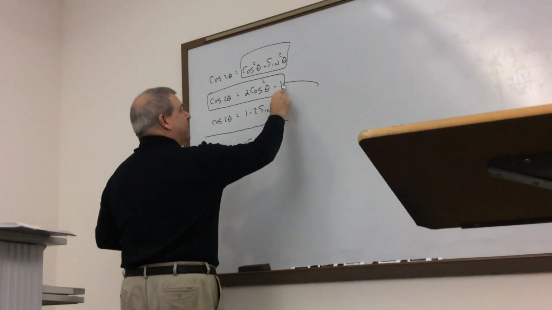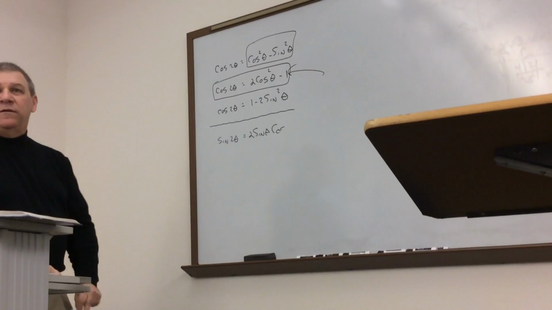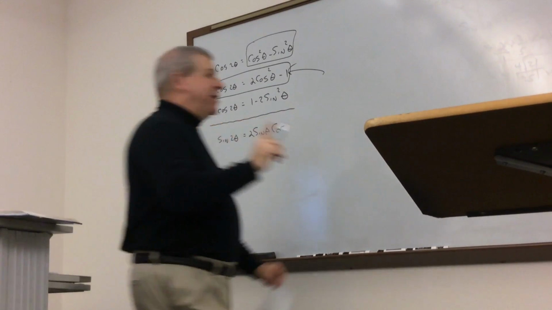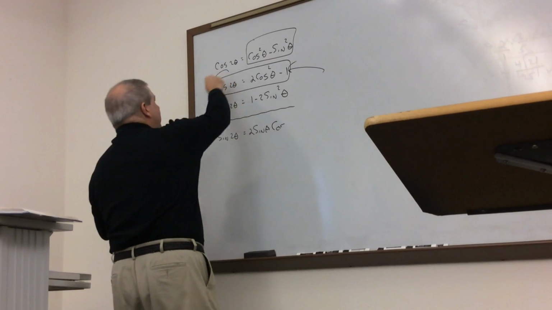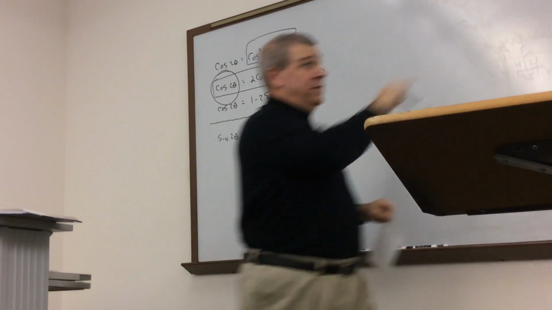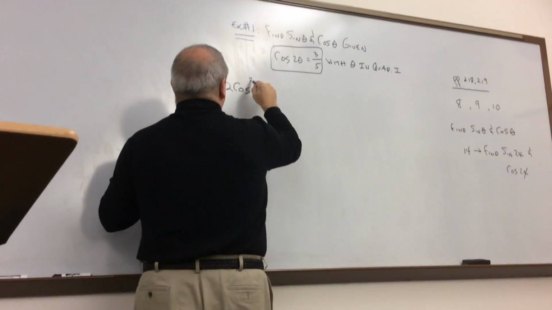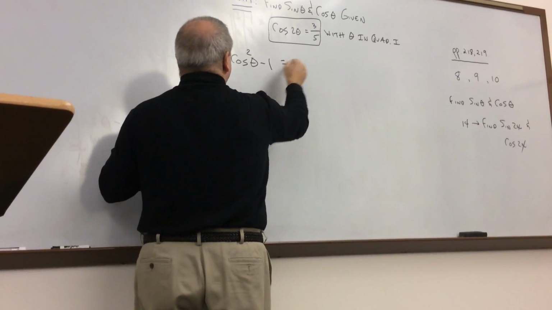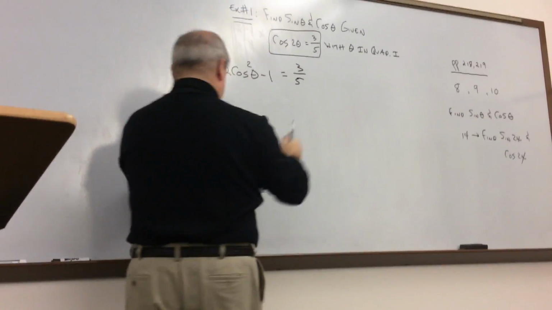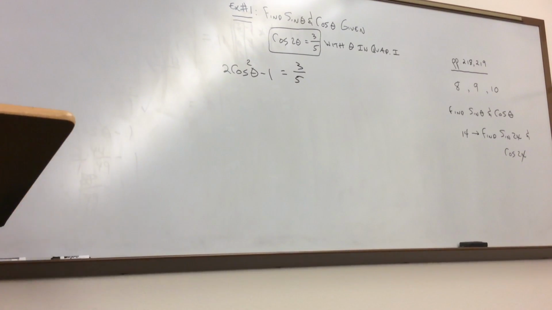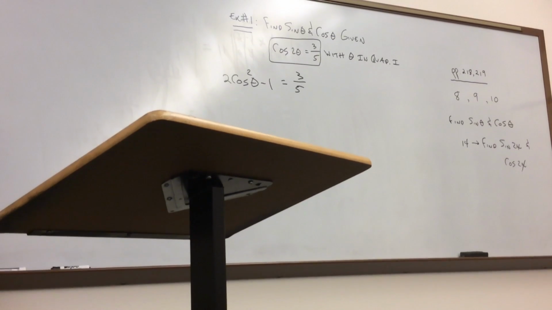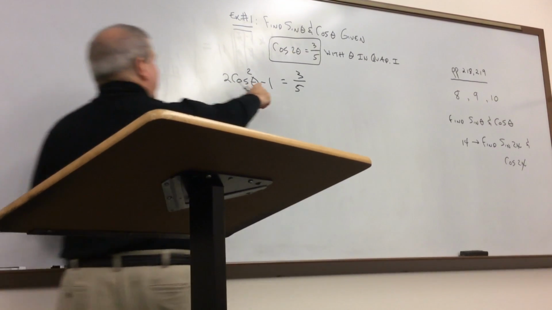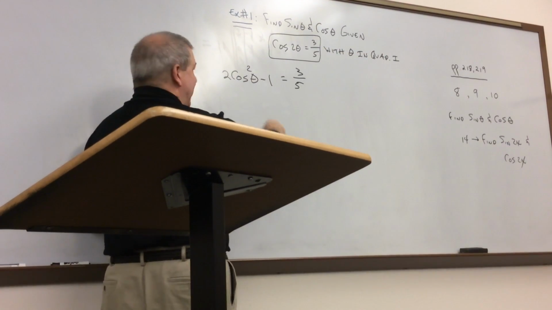I would do this one again. Put it in there. Now watch this. Make sure you're getting this. 2 cosine squared of theta minus 1 is 3/5. They're giving it to you. 2 cosine squared of theta minus 1 equals 3/5. Now, people, pay attention here. Take the -1, throw it on the other side.